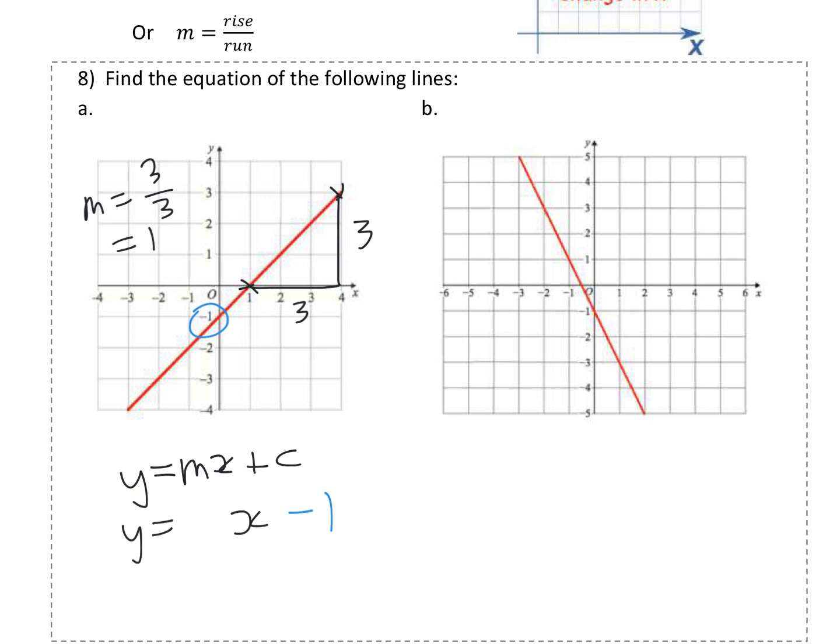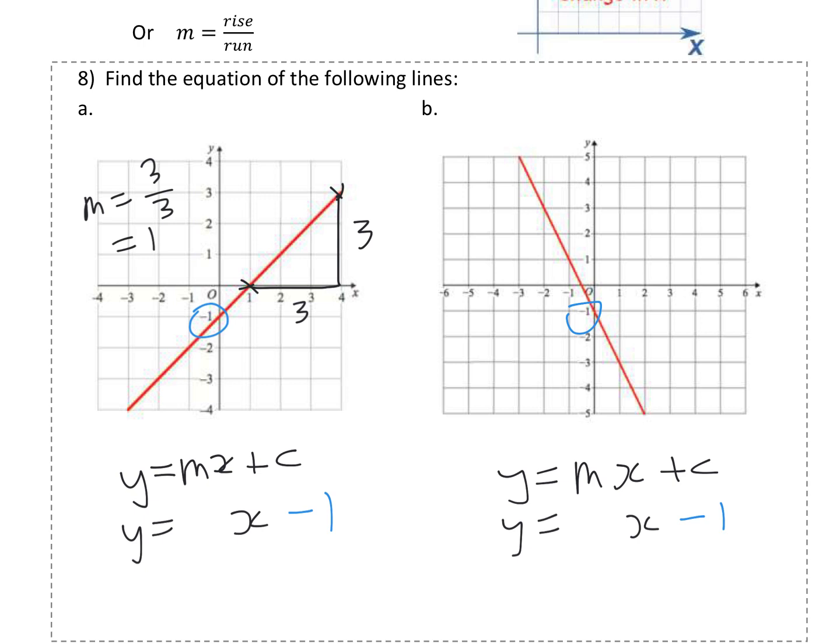Part B. Again, we're trying to find the equation of a straight line. We know it's a straight line, so we know it should have this format. Y equals mx plus c. The y and the x are fixed. It's the m and c we're trying to find out. C is where it crosses the y-axis. So get your y-axis, crosses here at -1 again. So the y-intercept is -1.